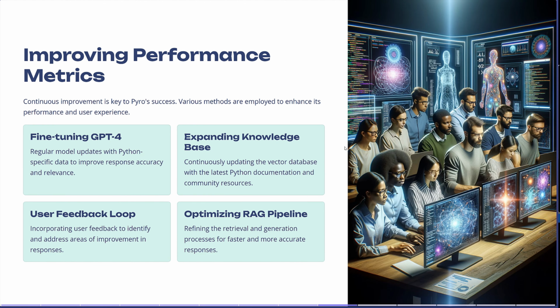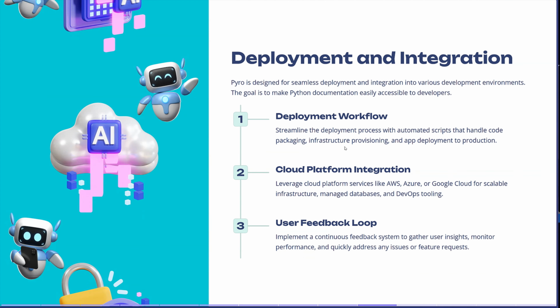So for improving metrics, we can fine tune the GPT-4 model, we can expand the knowledge base, we can give it more of the latest Python documentation, we can construct feedback based on which queries it's failing and fine tune it further, and we can optimize the RAG pipeline to use more efficient text-to-vector transformer models such as local Llama, etc.